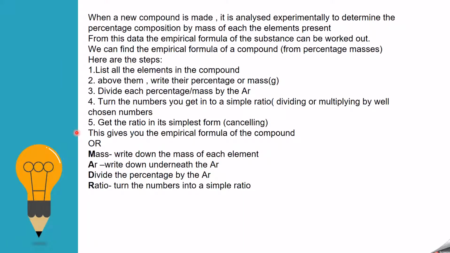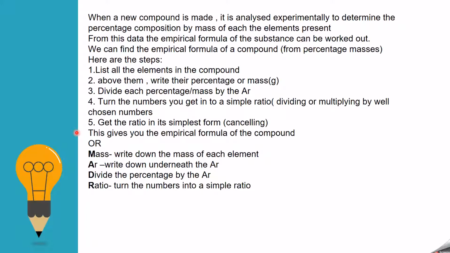So, when a new compound is made, it is analyzed experimentally to determine the percentage composition by mass of each of the elements present. From this, the empirical formula of the substance can be worked out. We can find the empirical formula of a compound from the percentage masses given. So here are the steps.